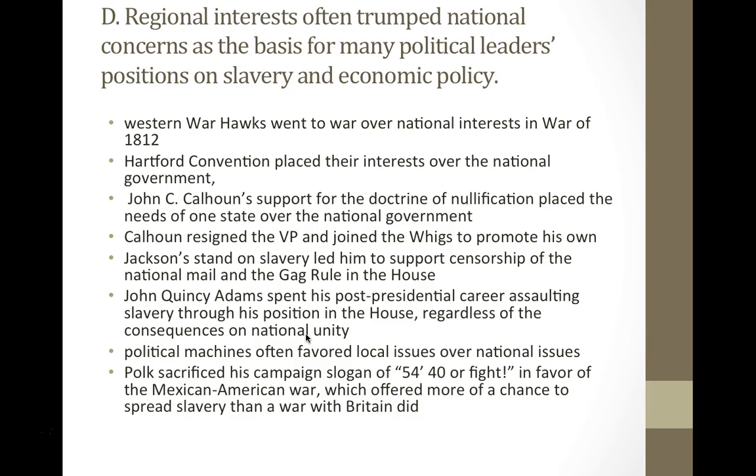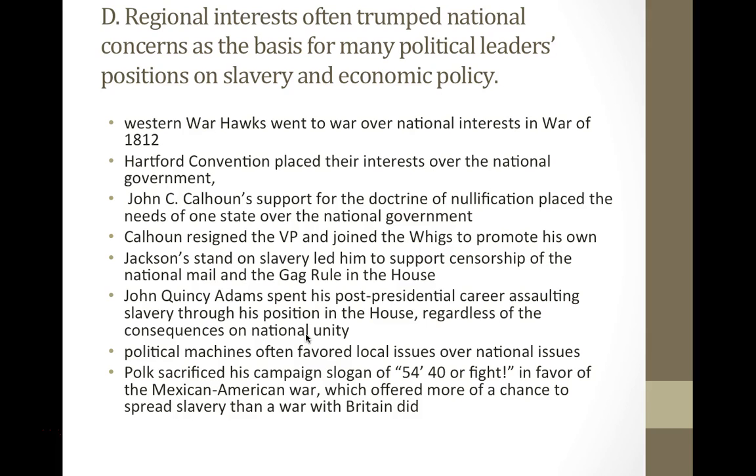All right, Calhoun supports nullification, one state, South Carolina's needs over the national needs. Jackson is pro-slavery, so he's going to support censorship. He's going to censor the mail. He's going to introduce the gag rule into the House, which says you can't even talk about slavery in the House, which makes no sense. But they do it anyway. All right, again, putting individual interests above the interests of the nation.